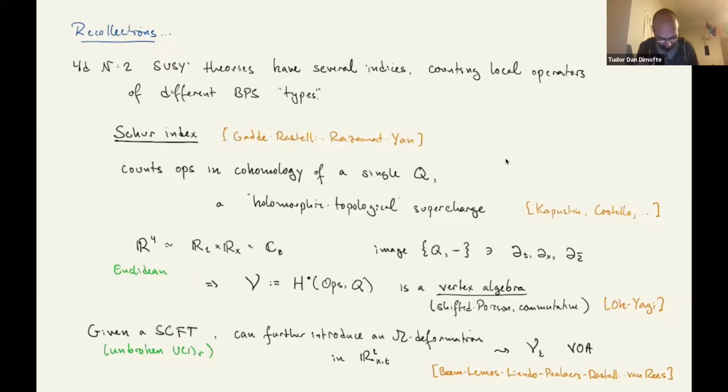I won't say much about this omega deformation. In fact, I'm going to introduce things that explicitly break this omega deformation. I'll just be working with basically the underlying vector space of this vertex algebra. I want to know what the Q-cohomology of local operators looks like.